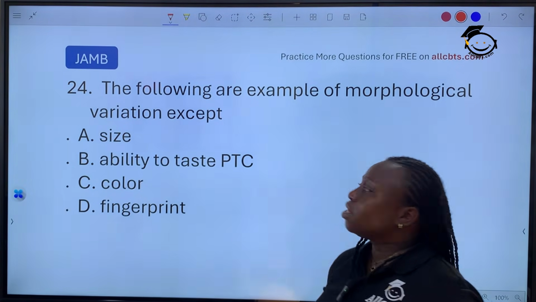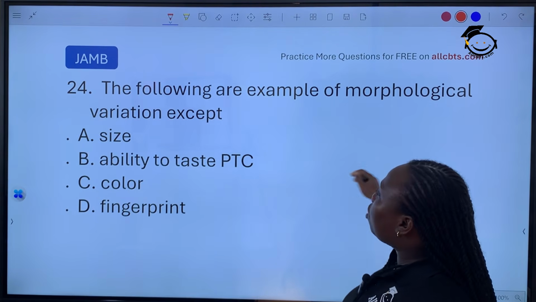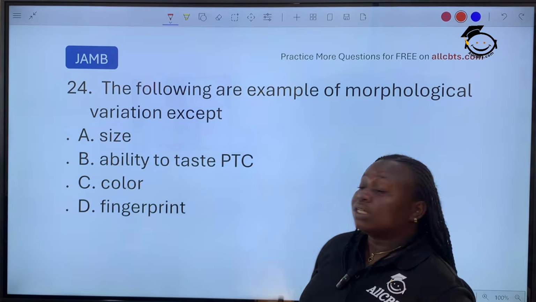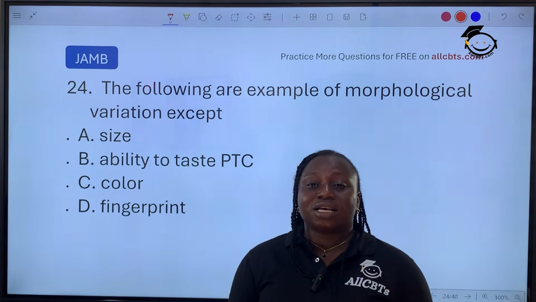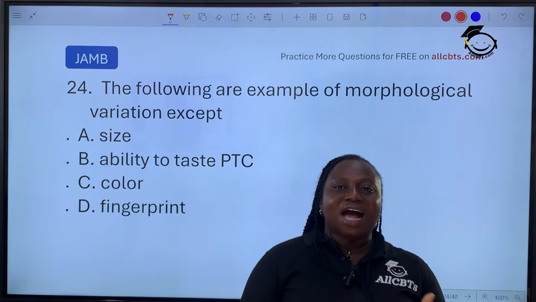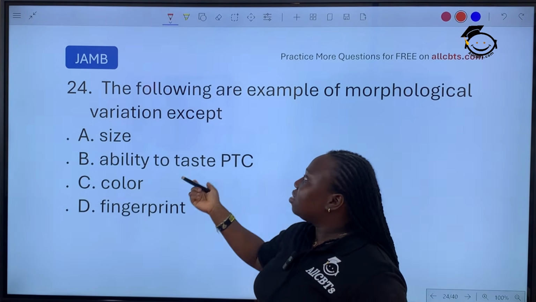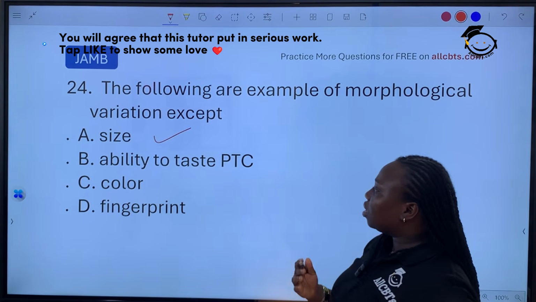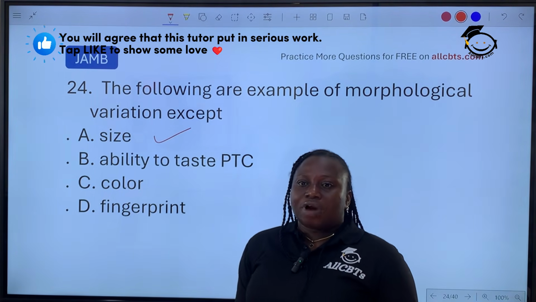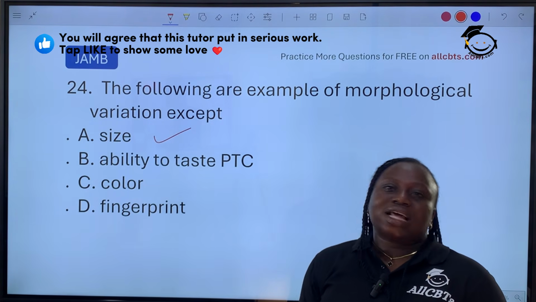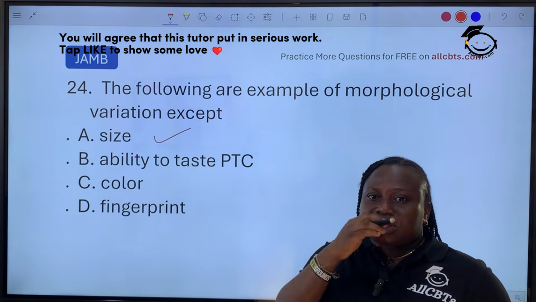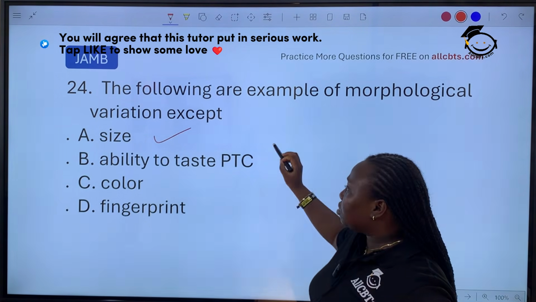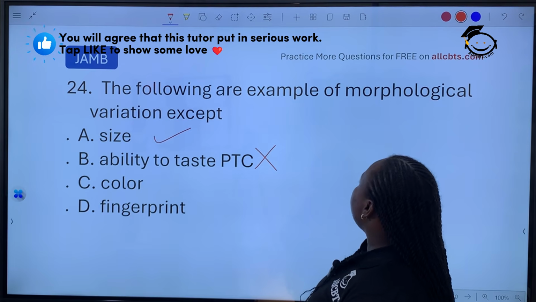Number 24. The following are examples of morphological variations except. So they're trying to tell us which of the following is not a body structure that we can actually see. A, size. Size is a morphological variation. Ability to taste PTC. Now we cannot see this. Tasting is something we cannot see. From seeing a person, you cannot tell that the person can taste PTC.